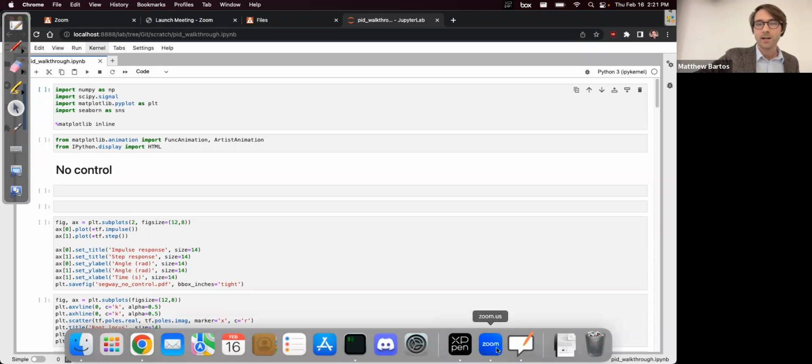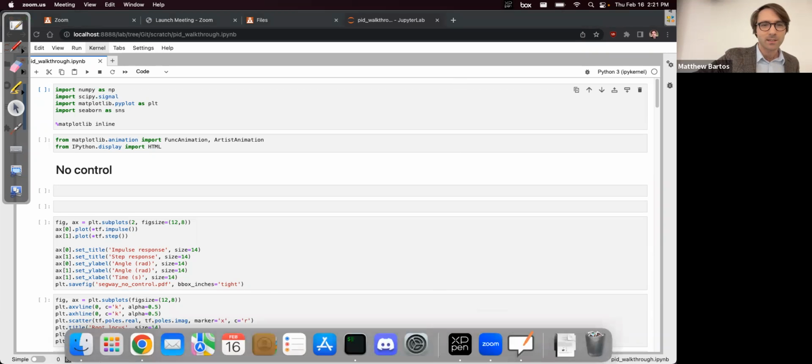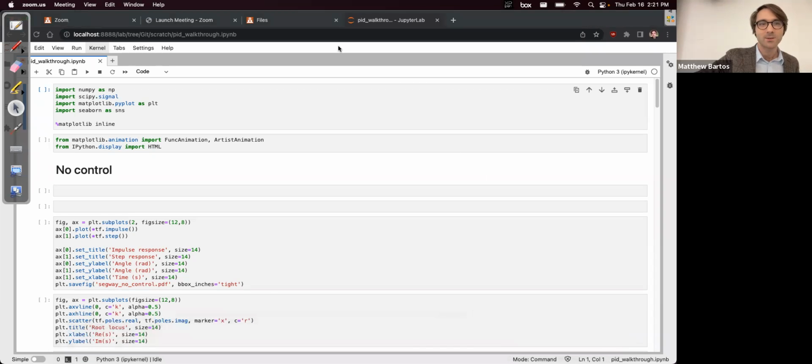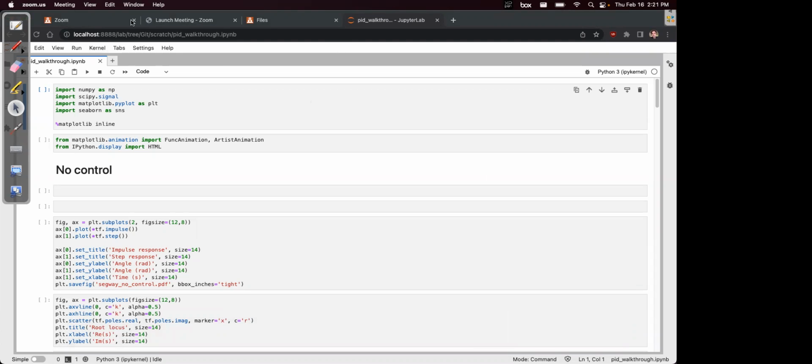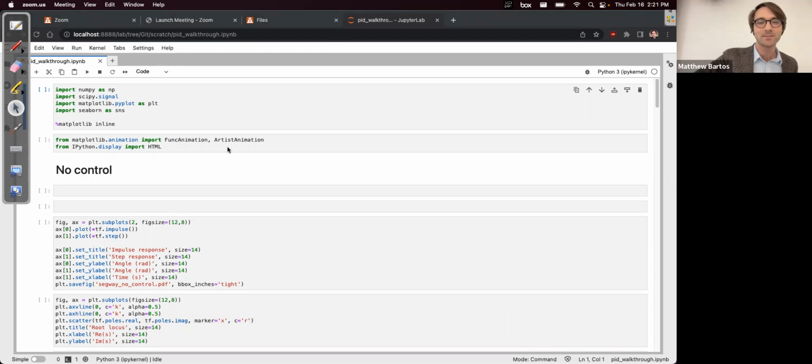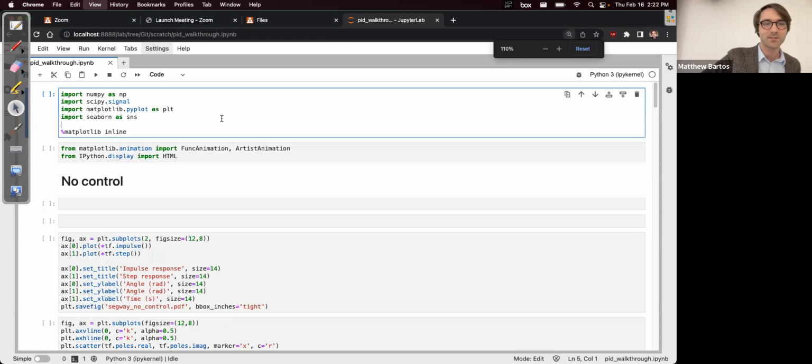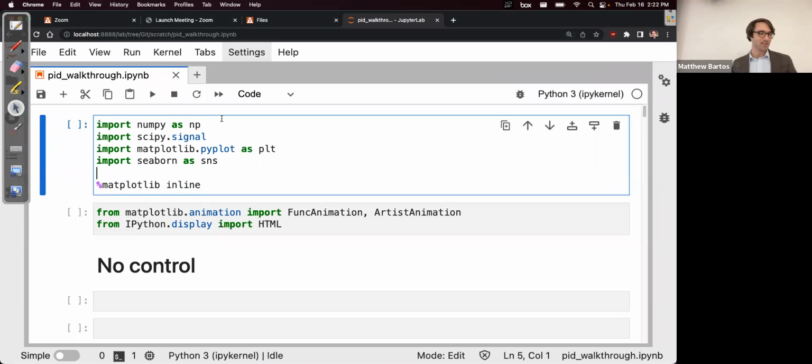Let me just check something real quick. Am I still on Zoom? I think yes, I'm still on Zoom. Maureen, can you see my screen? Yep. Great. I couldn't see the yellow outline, so I wasn't sure if it was still working.